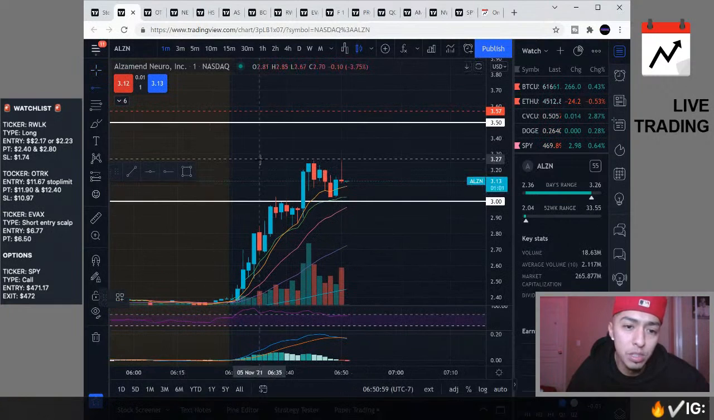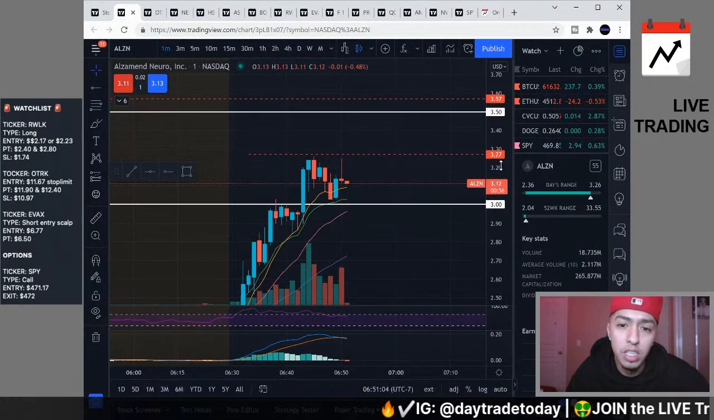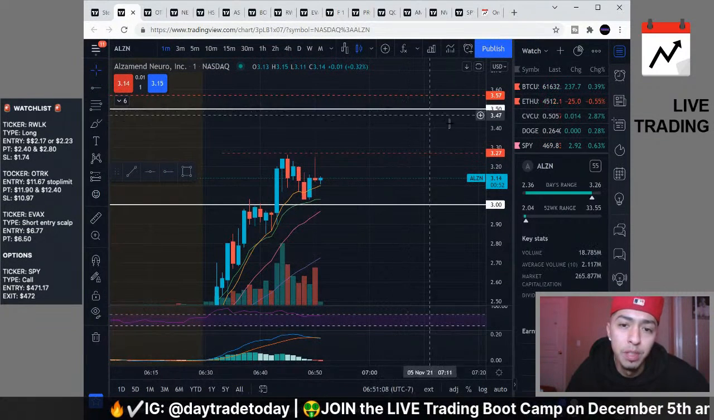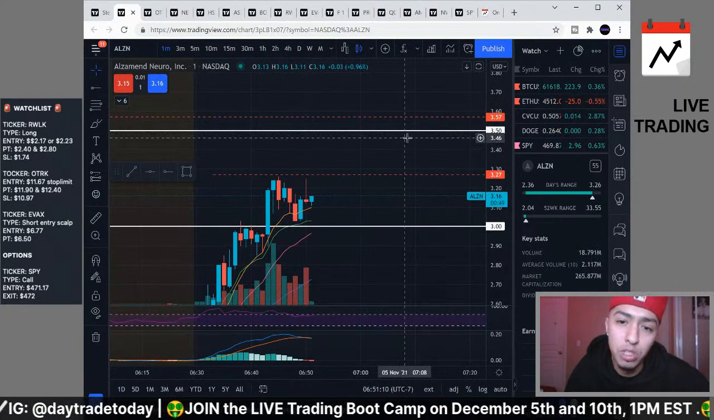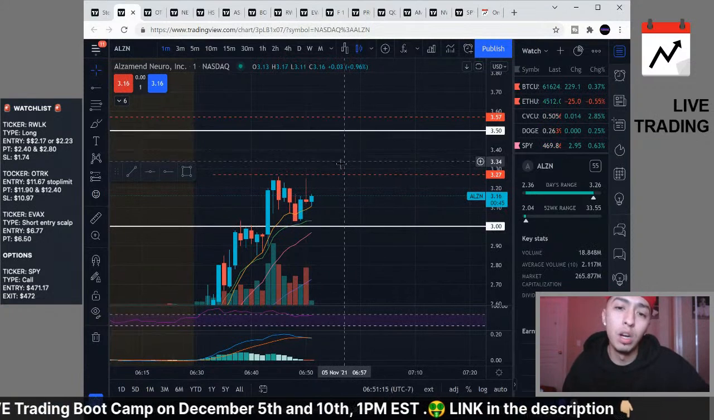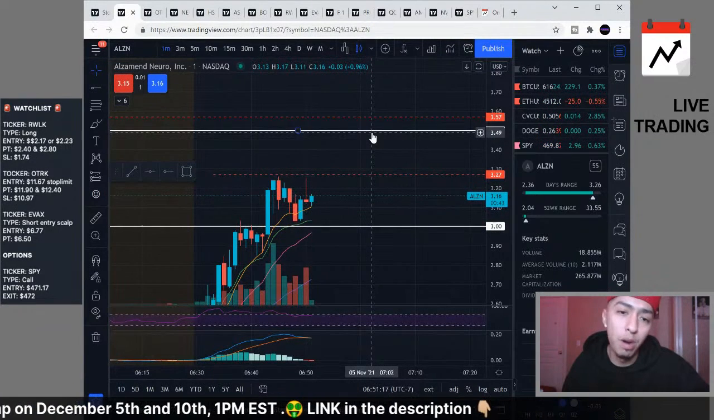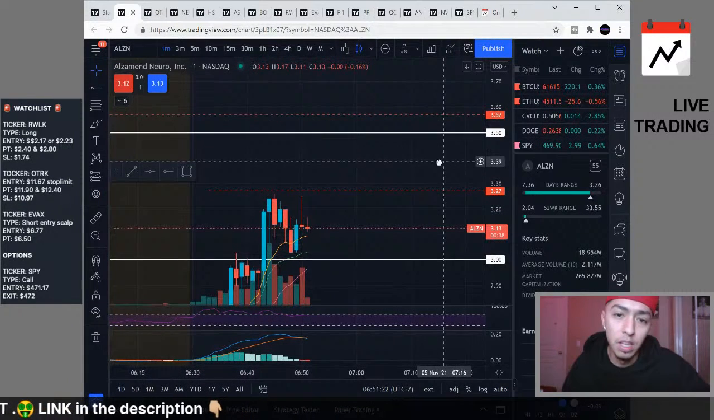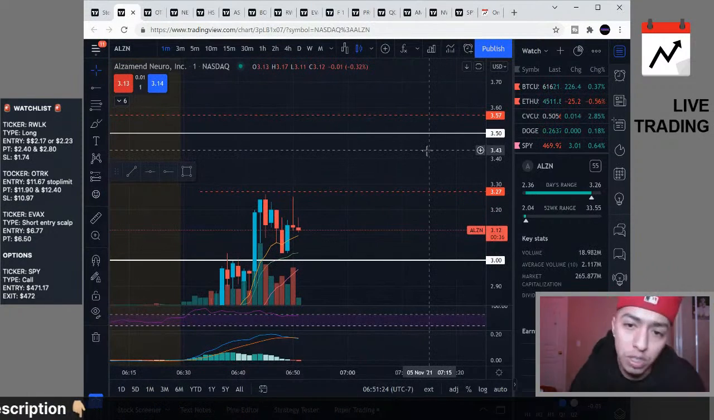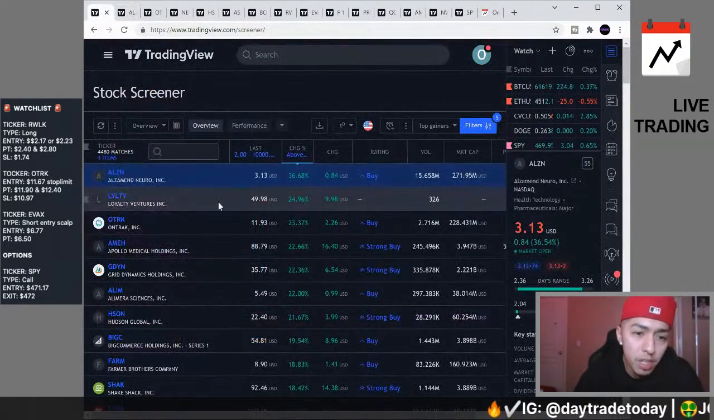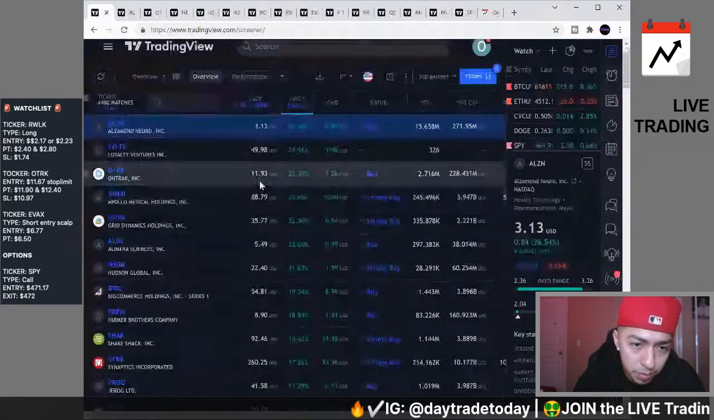What I am seeing here too is if you want to take an earlier entry, you can. You could take a 327 entry and ride that up to 350. You can take profits once you reach 350. Again, what I would normally do is wait until we reach 350, take all profits, and then wait until we break through, come back to retest 350, and then take the entry of 357. So that's ALZN. Let's look at another ticker.